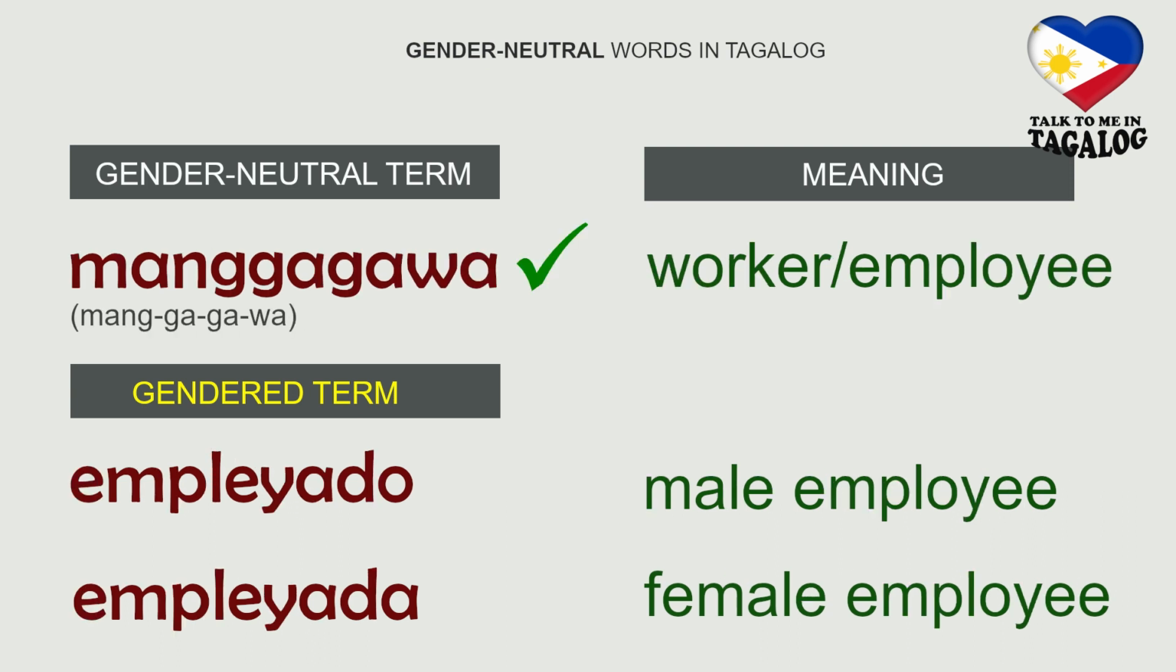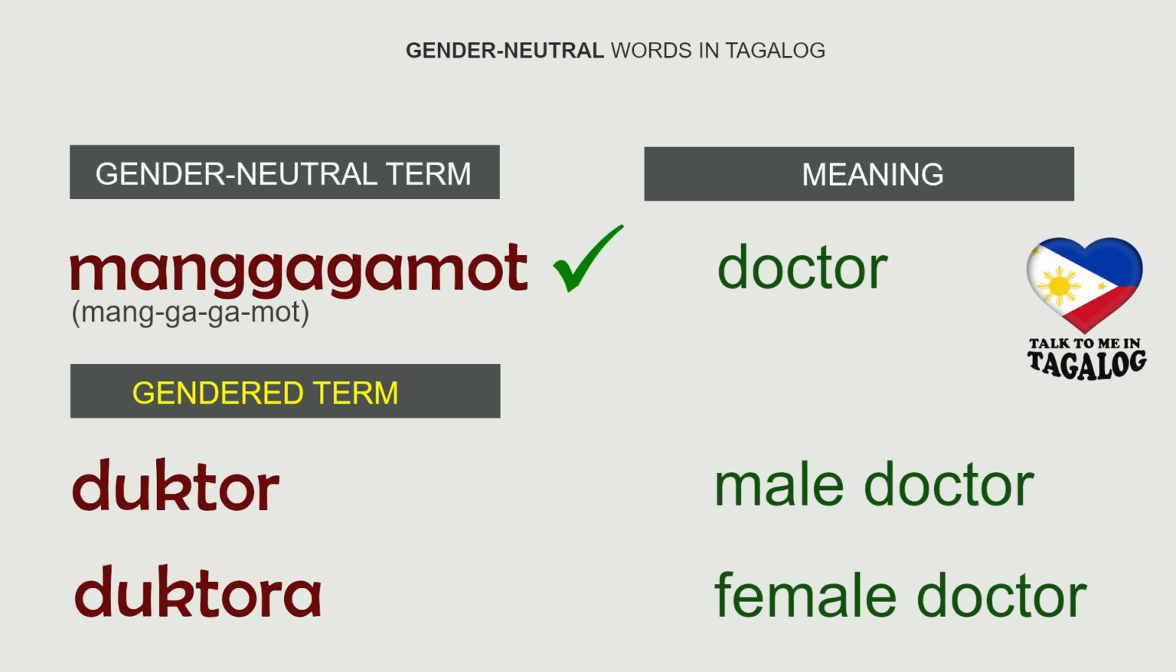Next, we have manggagawa. Manggagawa is a worker or an employee, but for male employees, we call them empleado, and for female employees, empleada. Manggagamot, meaning doctor. Doctor. Male doctor. Doctora. Female doctor.